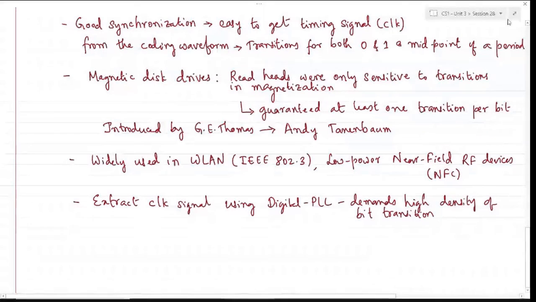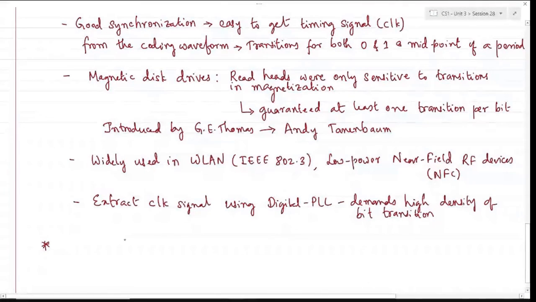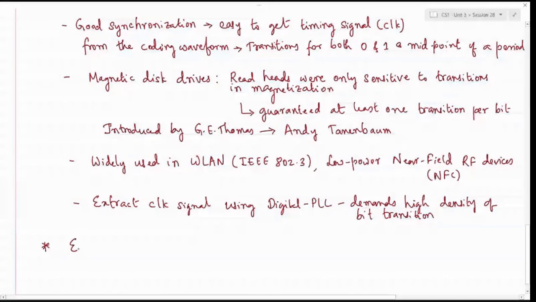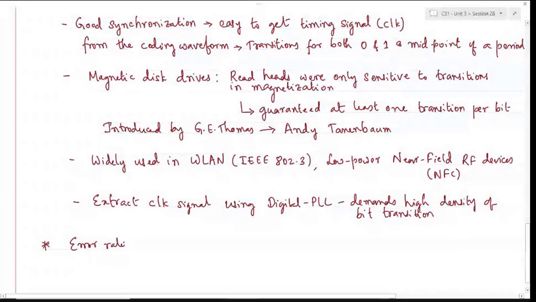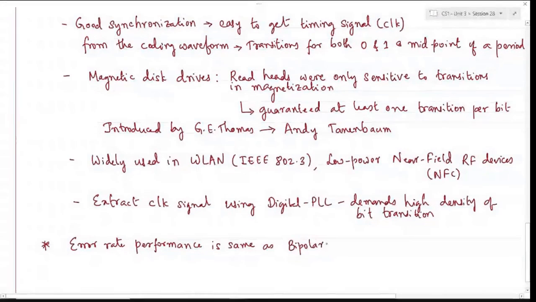So much and so about Manchester coding. As far as the last advantage of this, except with respect to error rate, the error rate performance is similar to your other schemes. Is the same, I can say, as bipolar NRZ schemes. We will calculate all these error performances along with channel coding schemes.